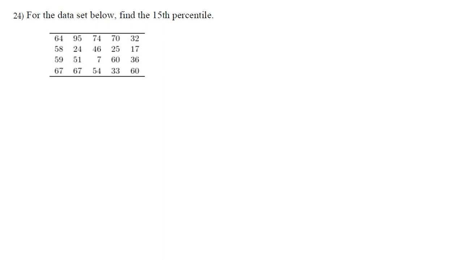Number 24, for the data set below, find the 15th percentile. So in order to find any particular percentile, the first thing we have to do is arrange all of these values numerically, starting with the smallest all the way up to the largest. So let's do that. Smallest one is 7.